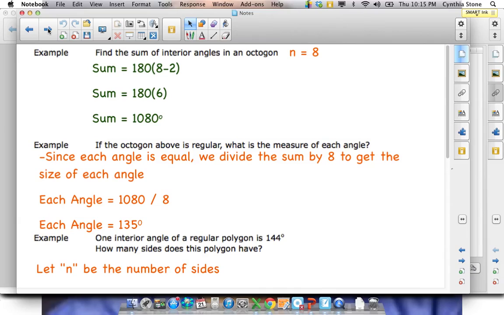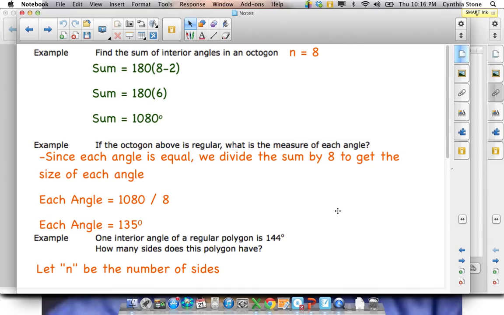Now, next example, if that octagon is regular. It doesn't have to be regular for the sum to be true. However, if it is regular, then all the angles are equal to each other. And then if you want to find out what that angle is, you just take this number and divide by 8. And that's going to be the angle for every single one. It's going to have an angle of, in this case, 135. So if it's regular, to find the measure of each angle, you just take the sum and divide it by the number of sides.